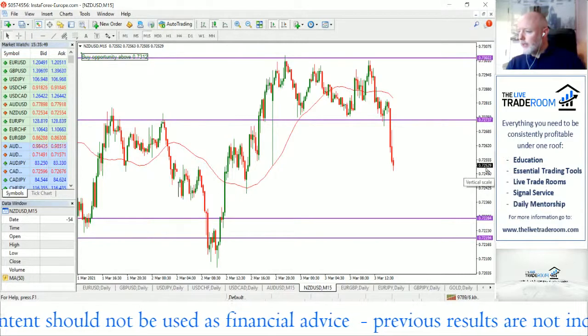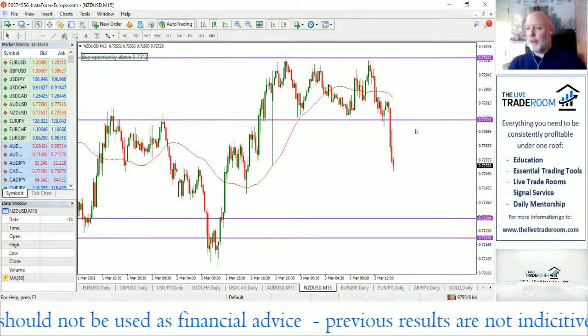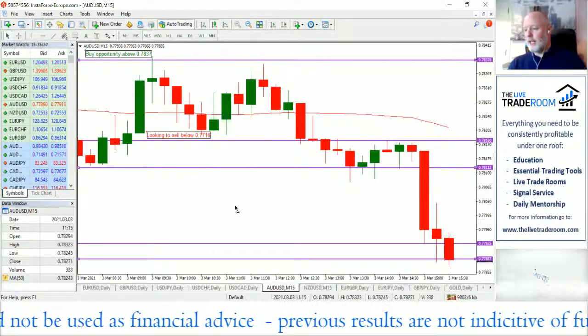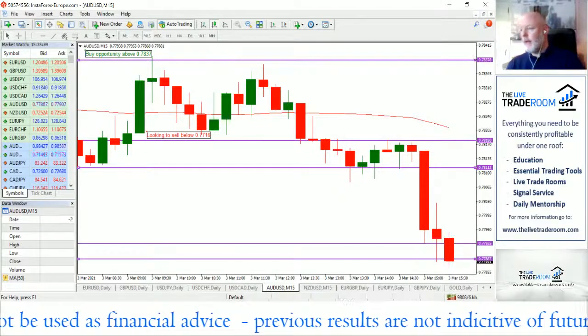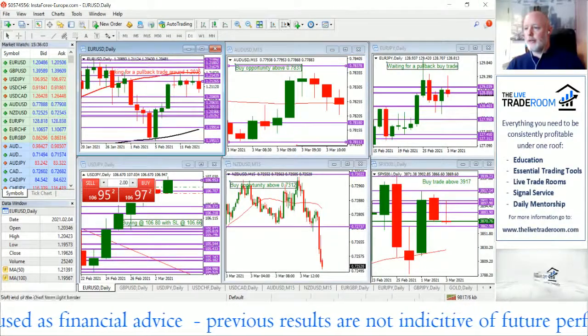The 72.52, so we're talking about a 10 to 20 pip pullback in the New Zealand and the Aussie. And if we get that little rollover trade to the downside, then we would regard them as high probability sell trades.